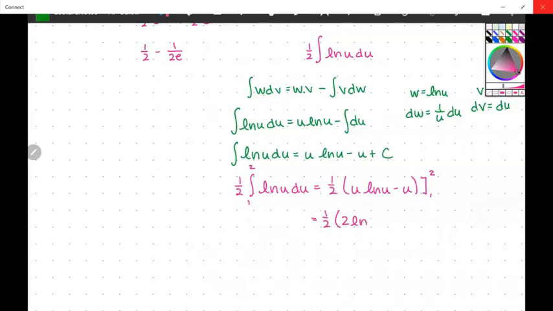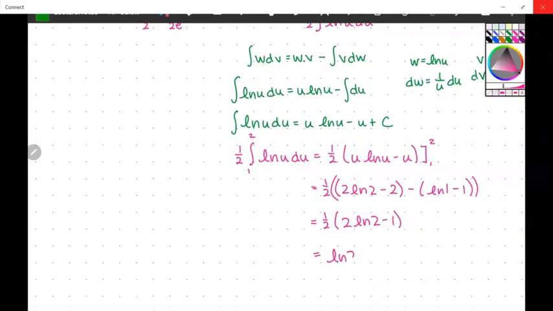So we have 2 natural log 2 minus 2 minus natural log of 1 minus 1. Natural log of 1 is 0, so minus the negative 1 is going to be plus 1. So we're just going to have 1/2 times 2 natural log of 2 minus 1. If we distribute that 1/2, we get the natural log of 2 minus 1/2. Whew. Any questions about that?